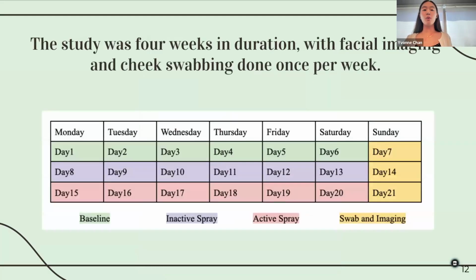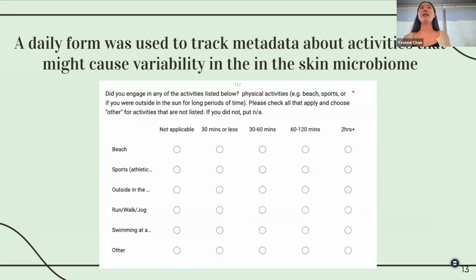And so this study was done over a 4-week duration where each week I did swabbing and imaging. First week, I did a baseline trial where everyone used the same skincare products, so I could start everyone at the same baseline microbiome. Then I looked at an inactive spray where I autoclaved the Nitrosomonas spray, which kills the bacteria. Then I did the active spray, and each week the students had to fill out a daily form, to track the metadata of the activities and host factors that impact variability in the skin microbiome.